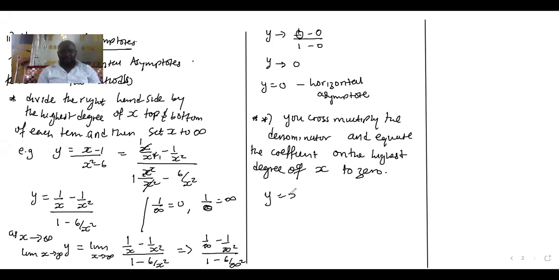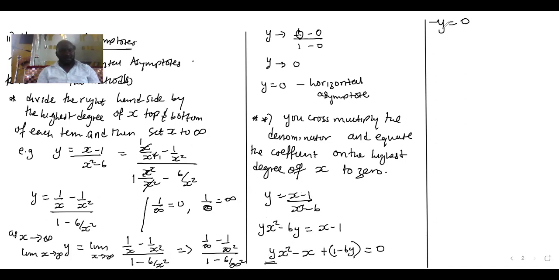So we had y is equal to x minus 1 over x squared minus 6. When you cross multiply, you get y of x squared minus 6y is equal to x minus 1. You'll get yx squared minus x plus 1 minus 6y. So you design a quadratic in x. Now the quadratic in x has this x squared having a coefficient of y. The coefficient on x squared, which is the highest degree of x, is y. Therefore, you equate that coefficient to 0. So if our coefficient is 0, then y is equal to 0 is the horizontal asymptote.